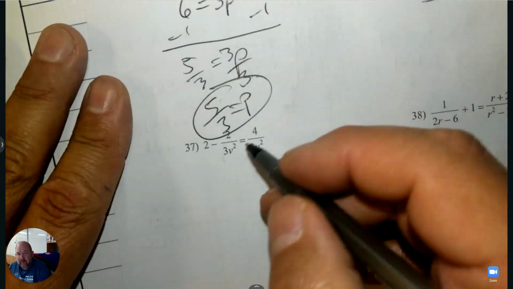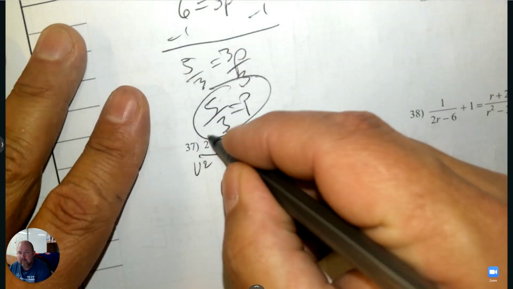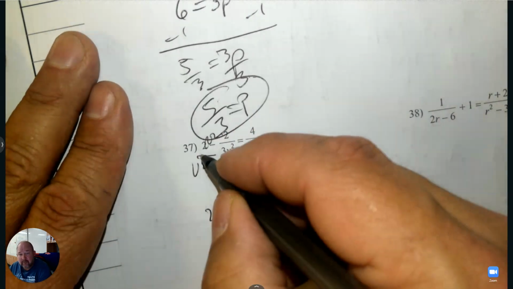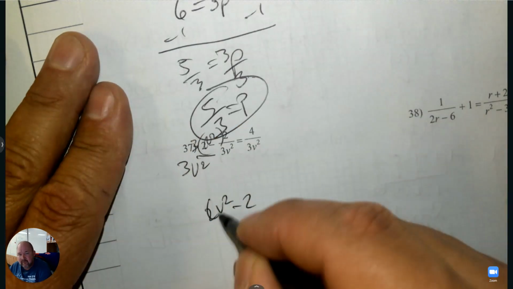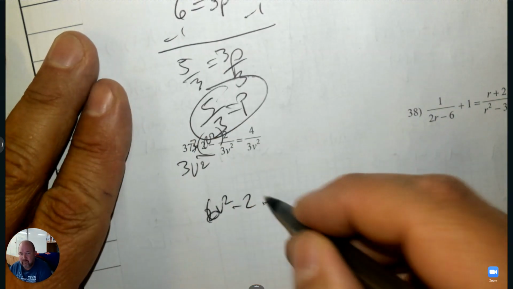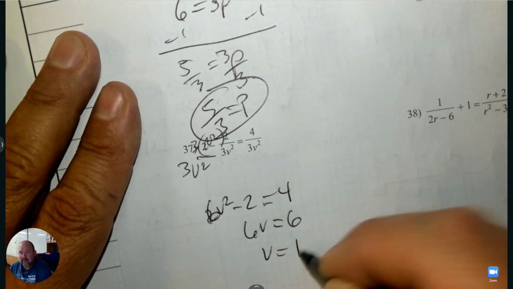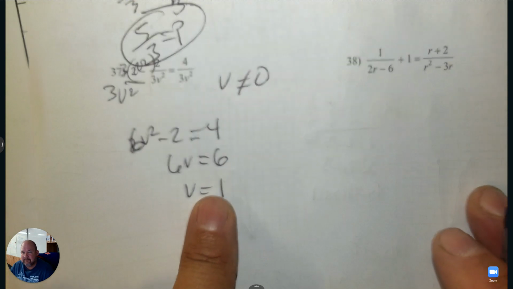Here, we're going to multiply by V squared, top and bottom. So when you do that, you get 2V squared minus 3V squared. So I need a 3 in there. So that makes it 6V squared minus 2 equals 4. Add 2 and divide. The only number V can't be is 0. That would make it undefined.